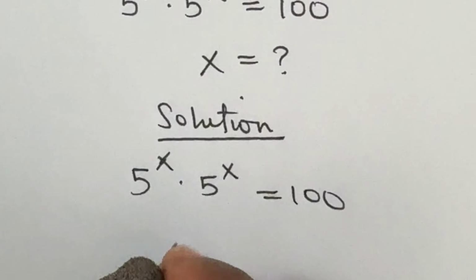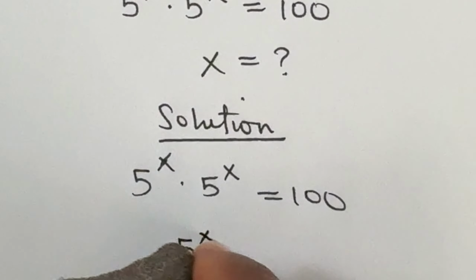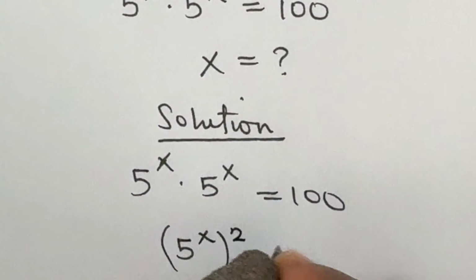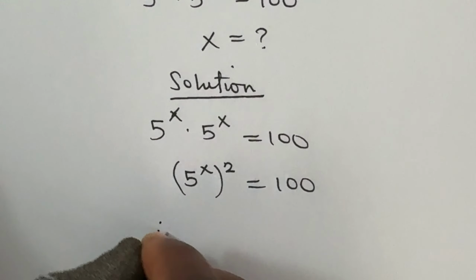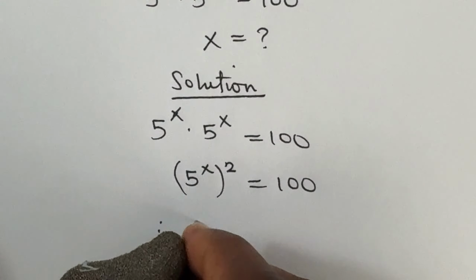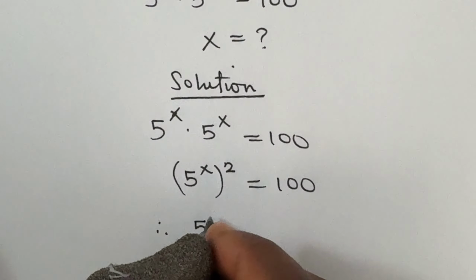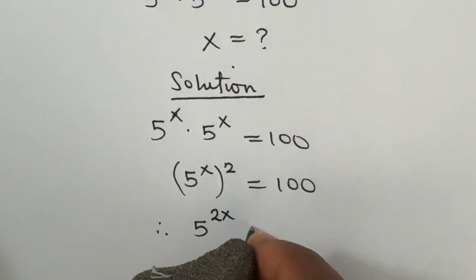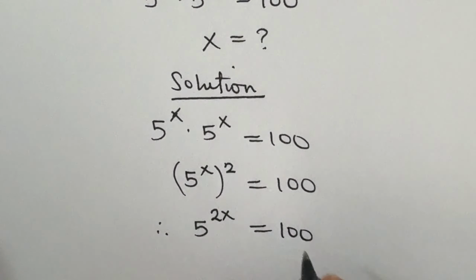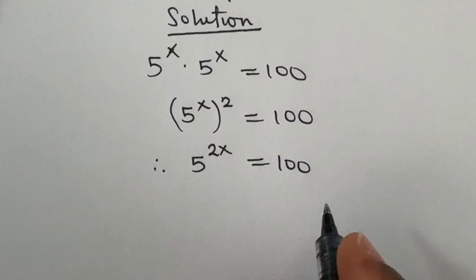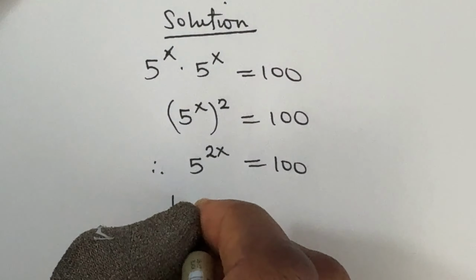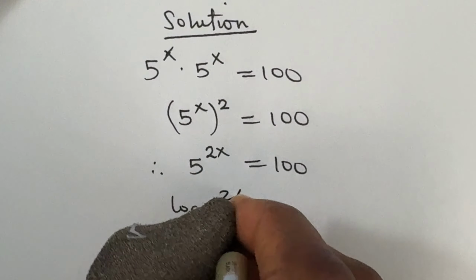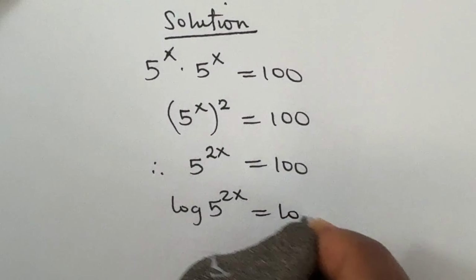by indices, this is simply 5 raised to power x raised to power 2 is equal to 100. Therefore, 5 raised to power x times 2 here is 2x is equal to 100. I'm going to take the logarithm of both sides of this equation, giving me log 5 raised to power 2x is equal to log 100.